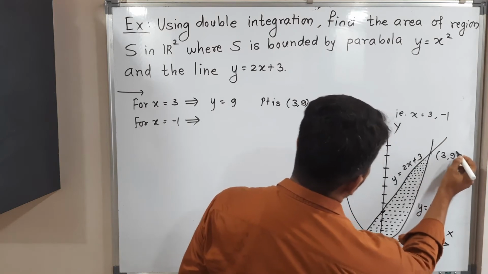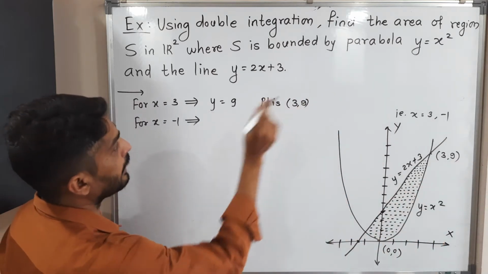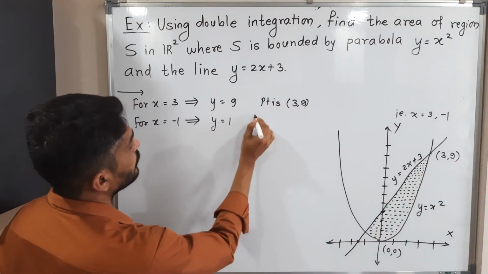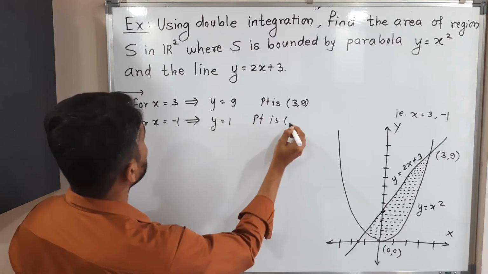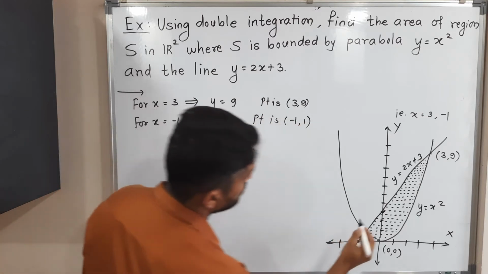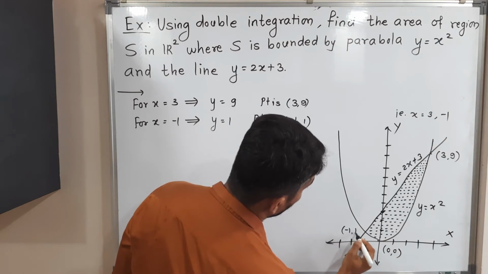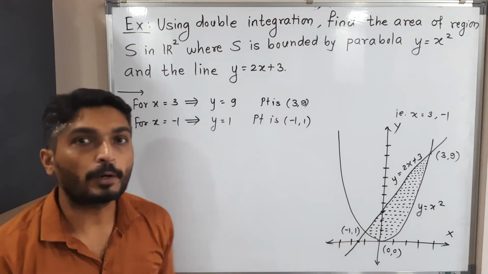This point is 3 comma 9. For x equal to minus 1, y is equal to 1. So the point is minus 1 comma 1. So this point is minus 1 comma 1. In this way we found the points of intersection.